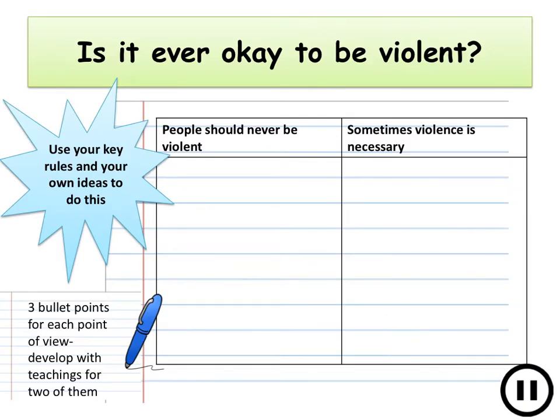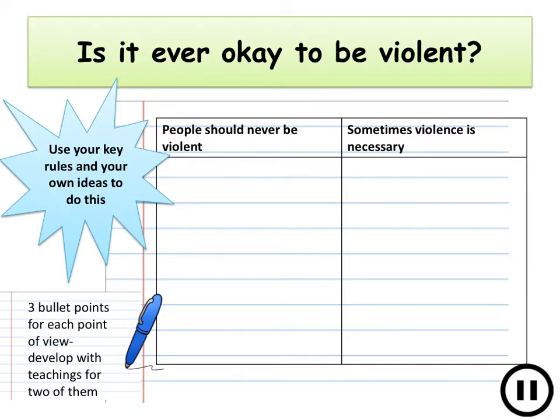The next thing I want you to think about is whether it's ever okay to be violent. On your piece of paper, make a table like the one that I've got on the screen. On one side, I want you to write down reasons why you think that people should never be violent. On the other side, I want you to write down reasons why you would see violence as sometimes being necessary.